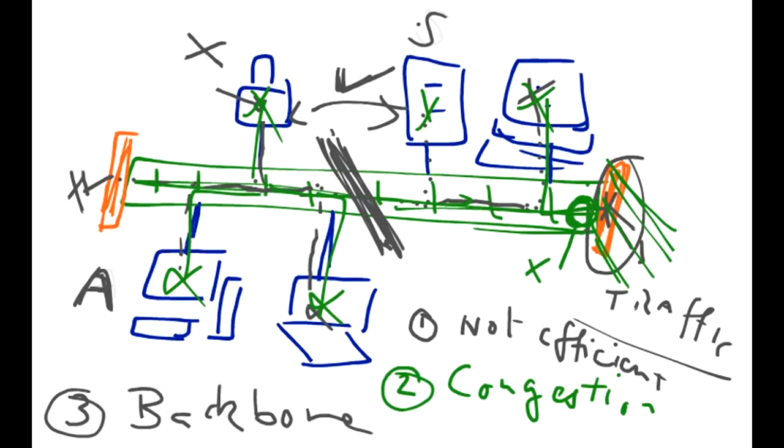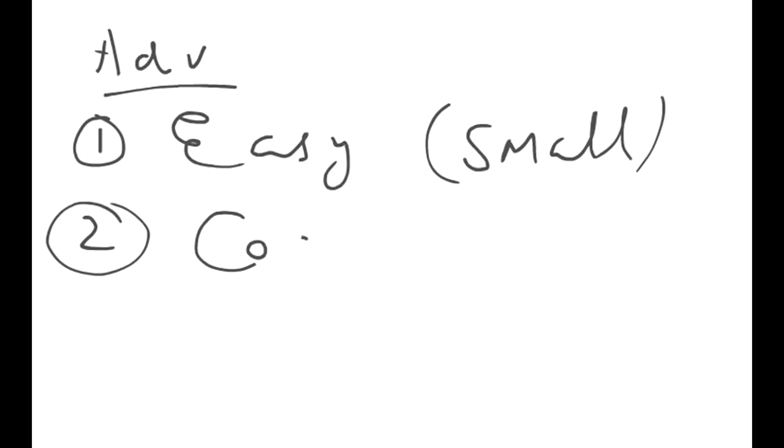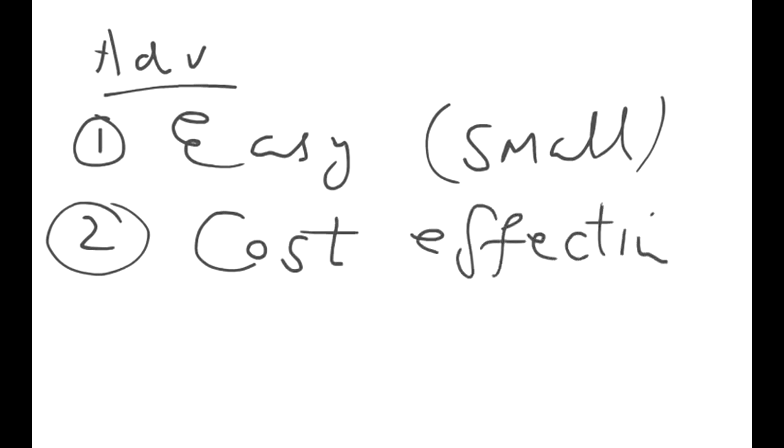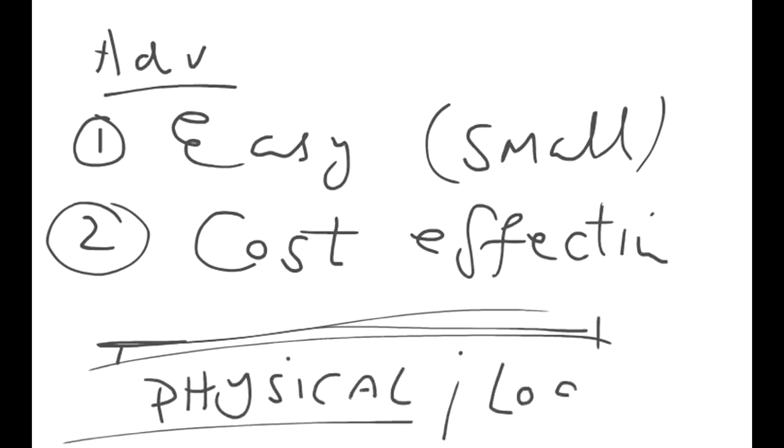So these are the disadvantages of bus topology, but there are advantages of bus topology as well. The most important one is that it is easy to set up for small networks. And number two, it is cost effective, as we would need just some wires to make a bus topology. Nowadays the physical bus topology is not being used, but still logical bus topology is being used in many scenarios.